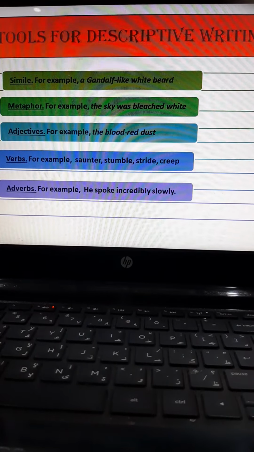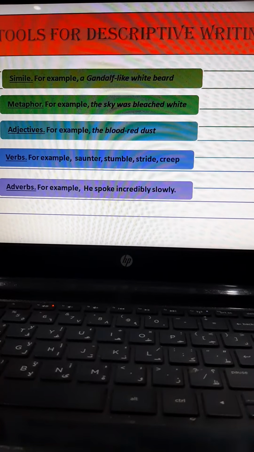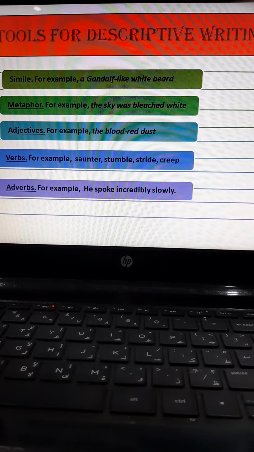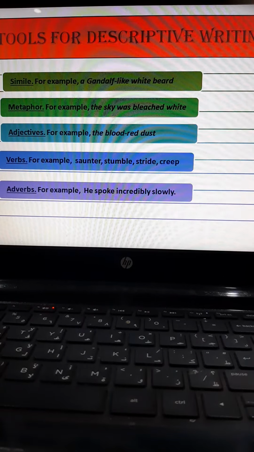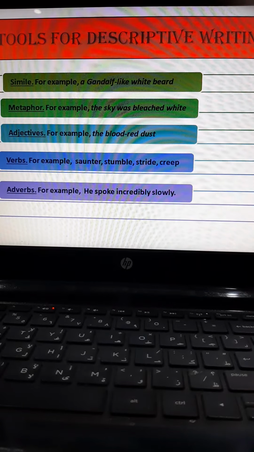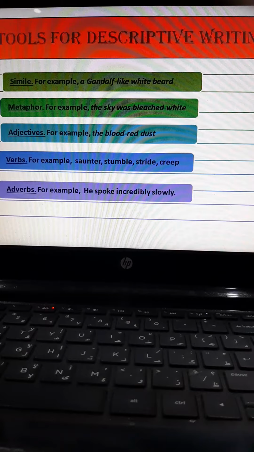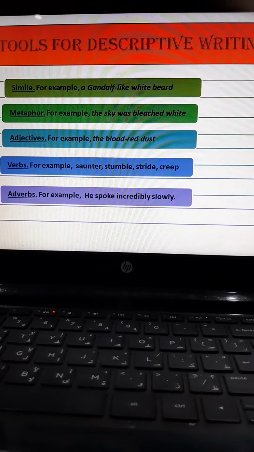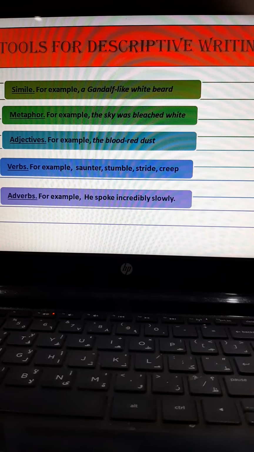Maybe this needs a bit of elaboration. Now, saunter is to walk in a relaxed manner. Stumble can be used for a clumsy character. Stride for purposeful or confident walking. And creep for fearful or cautious movement. Adverbs. He spoke incredibly slowly.